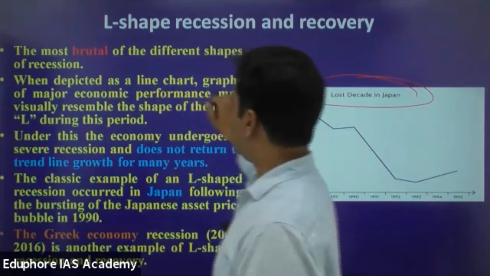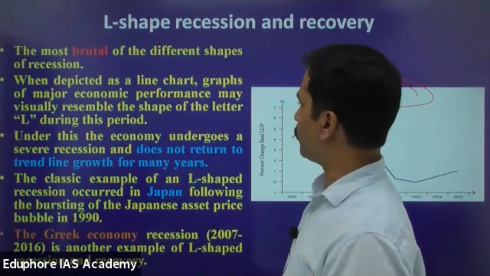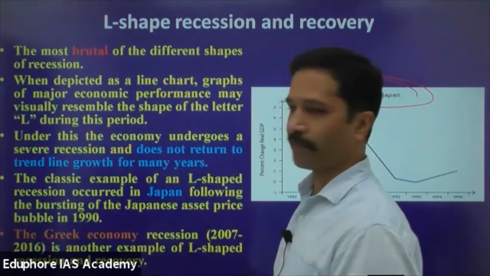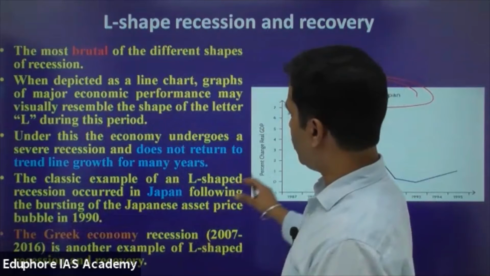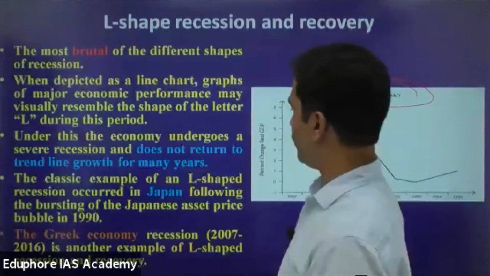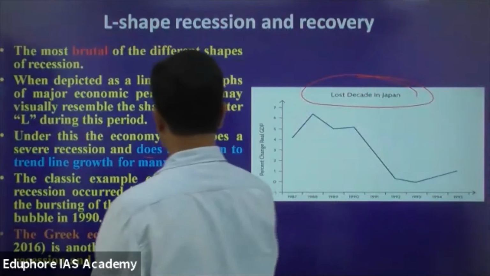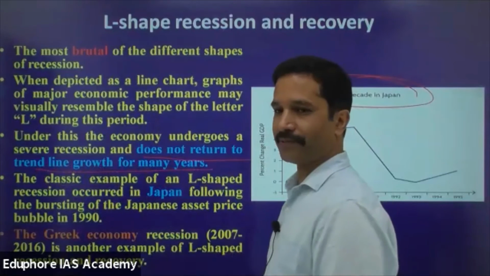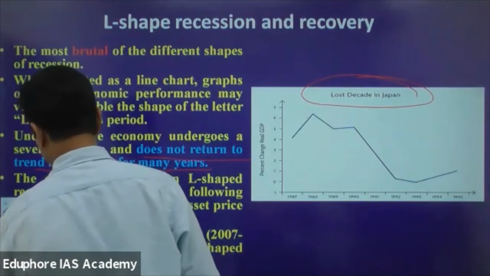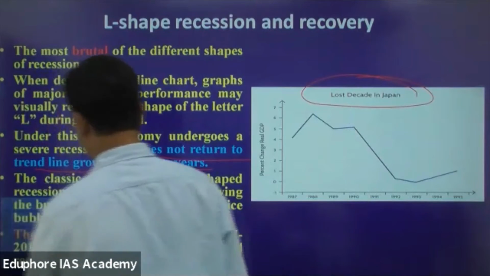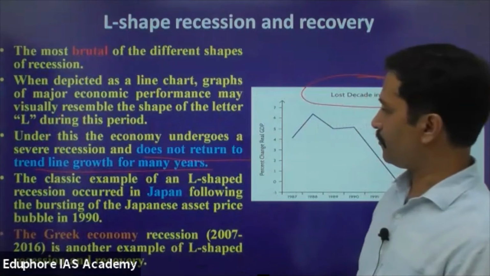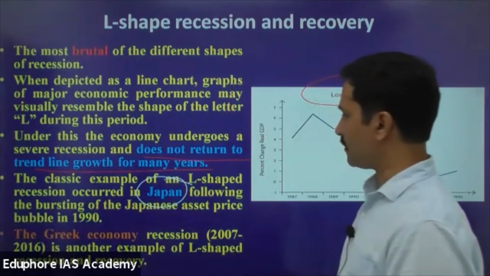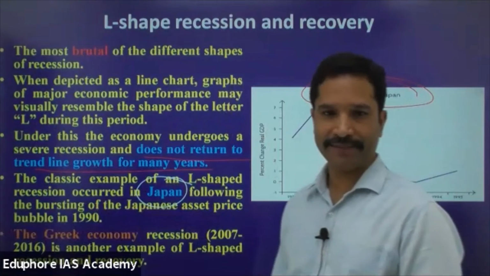When depicted as a line chart, graphs of major economic performance may visually resemble the shape of the letter L during this period. Under this, the economy undergoes a severe recession and does not return to trend line growth for many years. ऊपर आती ही नहीं इकोनॉमी, नीचे जाती है, वहीं रह जाती है. The classic example of L-shaped recession occurred in Japan following the bursting of Japanese asset price bubble in 1990.